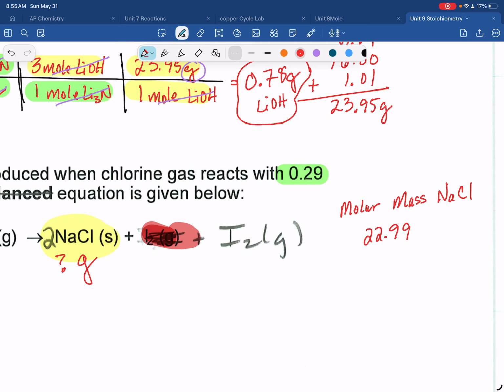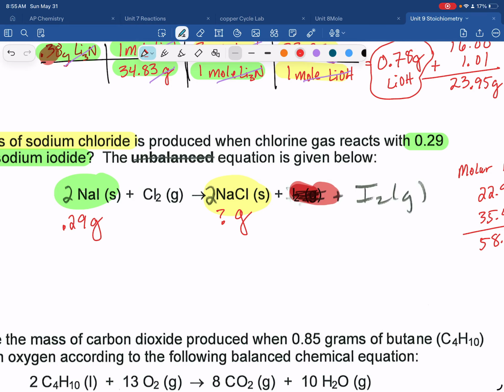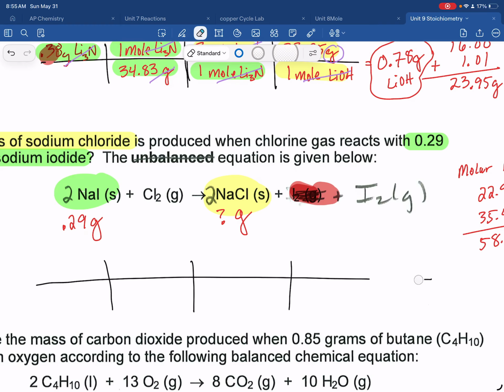22.99, so 1 sodium and 1 chlorine, 35.45. And that gives us 58.44 grams. Okay, now we have everything we need, so let's set it up. Here comes my train tracks. Okay, we need 3 steps. 1, 2. Oh, I made it a little longer than I need to. Okay, and here we go.